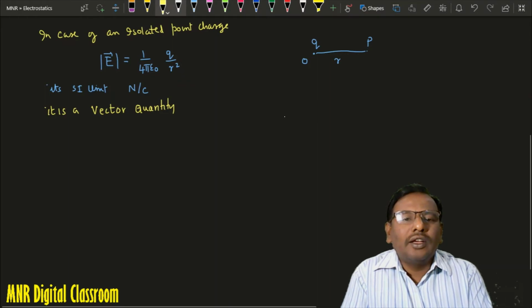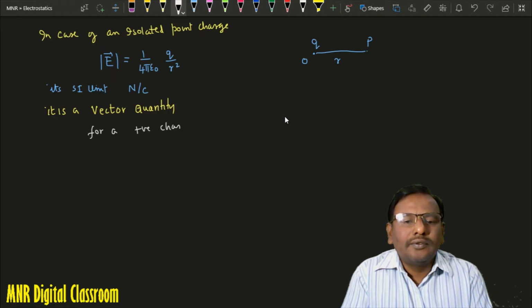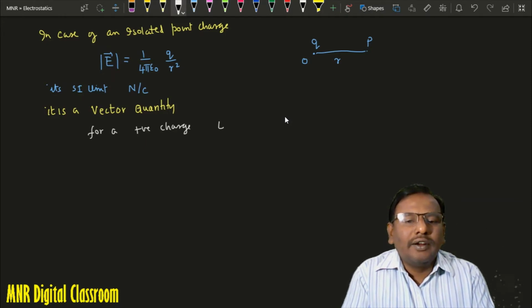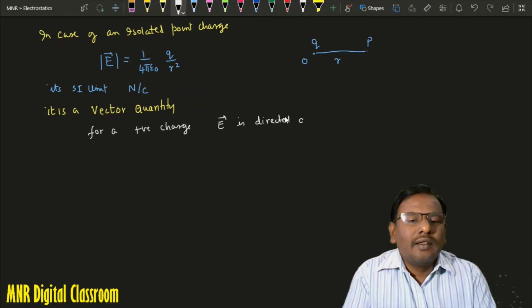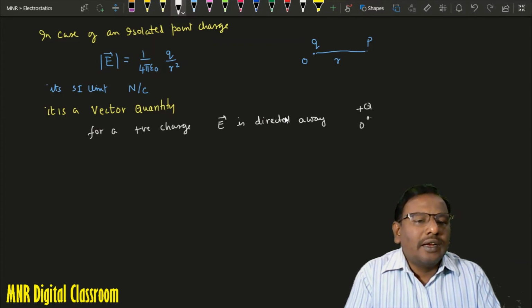For a positive charge, the electric field vector is directed away from the charge. That is, suppose I take a charge plus q placed at O, then the direction of electric field due to this positive charge, say at any point P, is directed away from it.